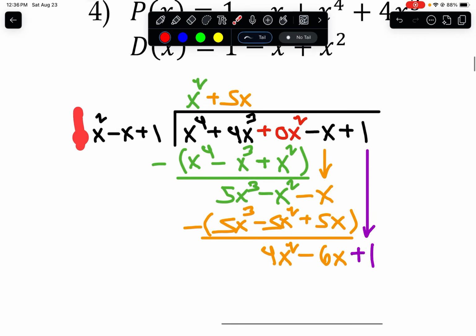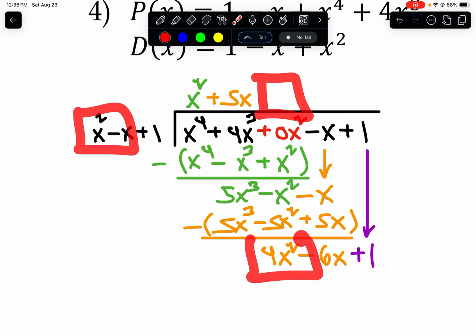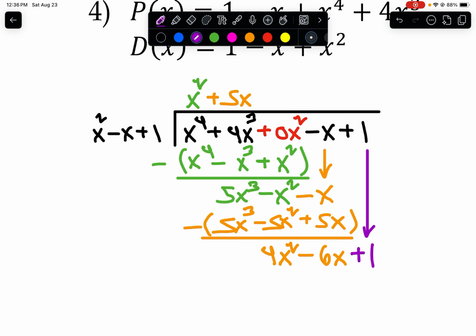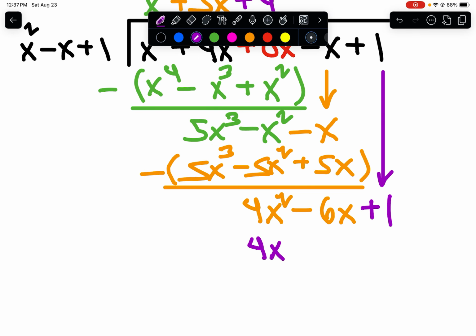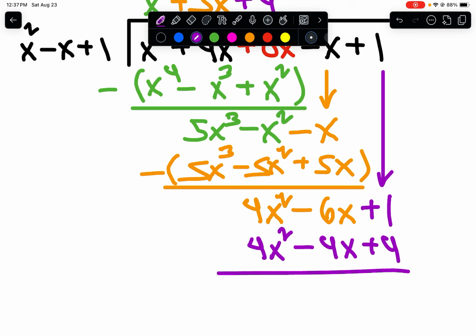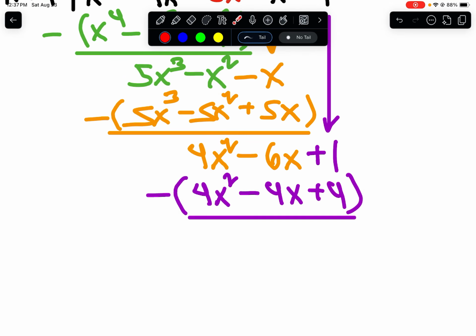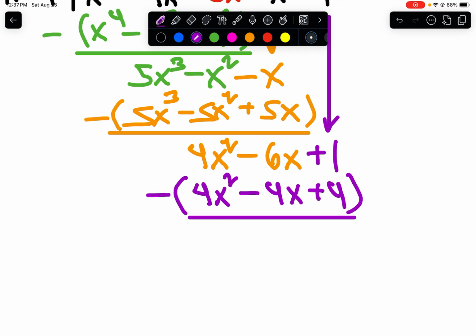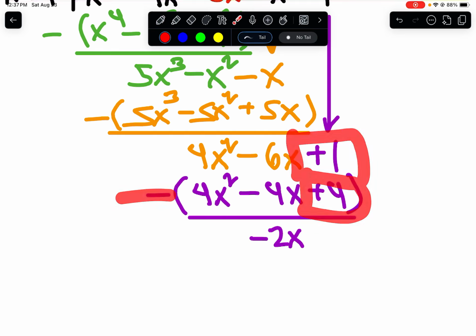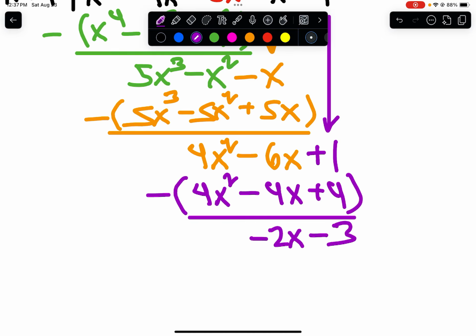So the same idea. So x squared times what is going to give me 4x squared. So the x squared's already there, so I just need the 4. So multiply, so this is going to give me 4x squared minus 4x, and then plus 4. All right, now when I do the subtraction, the 4x squareds are going to cross out. So negative 6x minus negative 4x, so negative 6 plus 4x, which is going to be a negative 2x. And then we're going to have 1 minus 4, which is going to give me a negative 3.